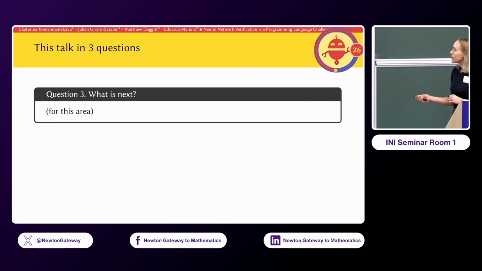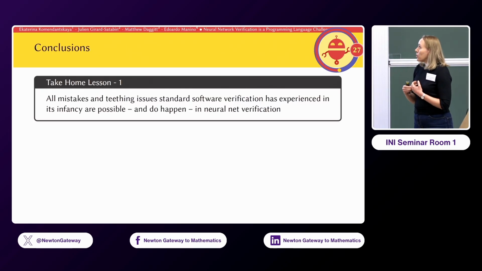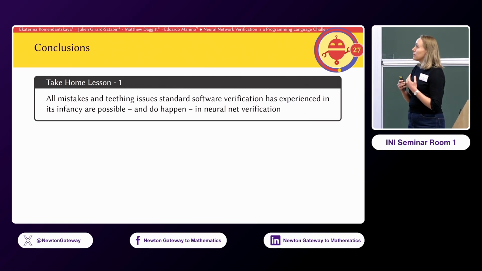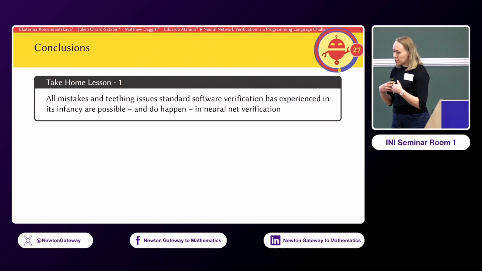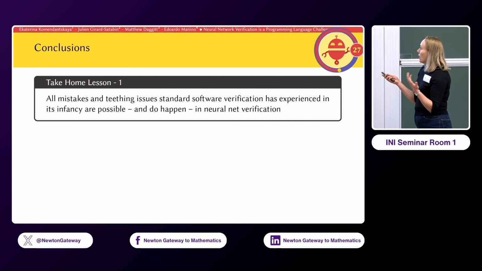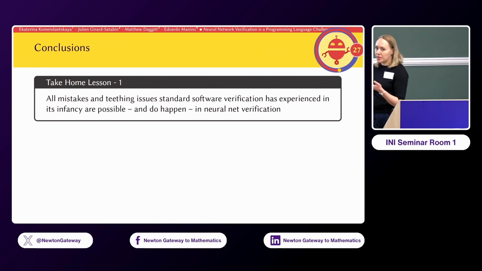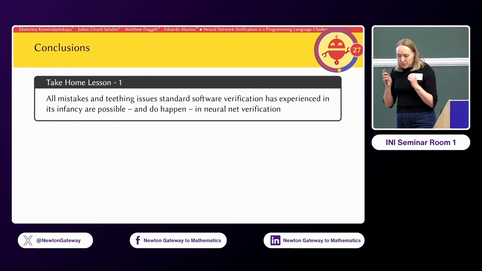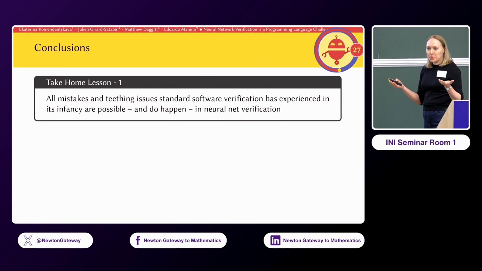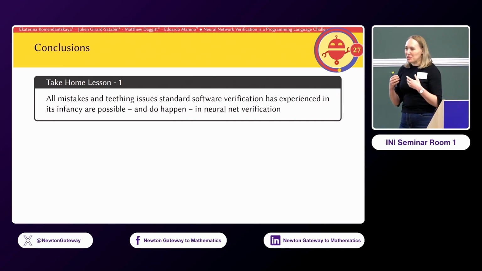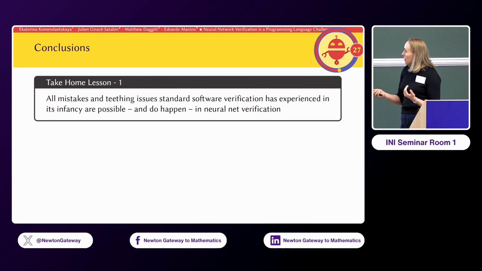So what is next for this area? Well, take home lesson 1. All mistakes and teething issues that standard software verification could have with implementation issues, with specification issues, can happen and do happen in neural net verification. For example, the strange VNN-LIB specification language is essentially the SMT-LIB specification language. It wasn't given by aliens. It's actually coming from standard verification.